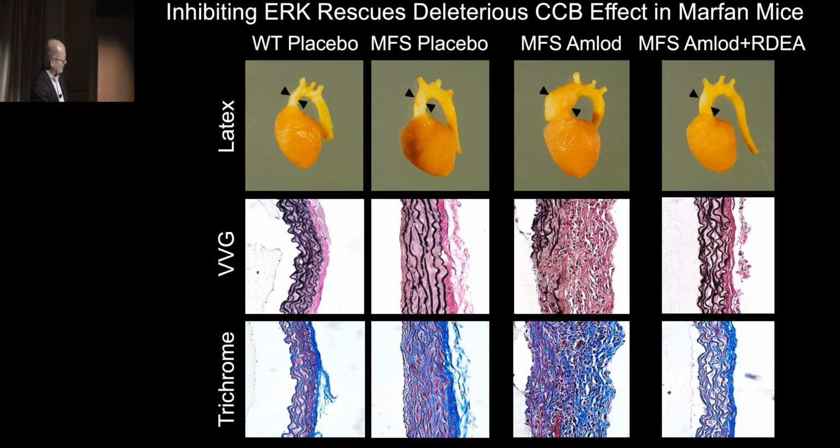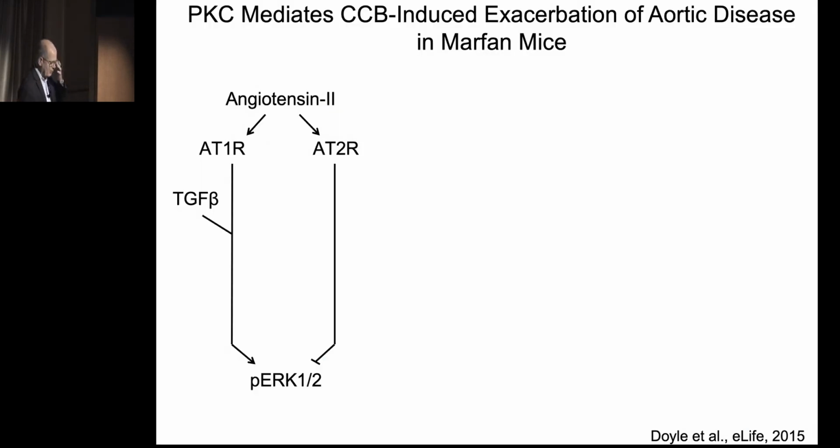You see this very intense fibroproliferative response within the aortic wall of Marfan mice treated with calcium channel blockers, and again, an appearance that is essentially indistinguishable from normal upon using ERK inhibitors. So we had a challenge. We could tie together by looking in the literature angiotensin signaling, angiotensin II type 1 receptor signaling, TGF-beta, and ERK, but the question is, where do calcium channel blockers fit into this scheme?